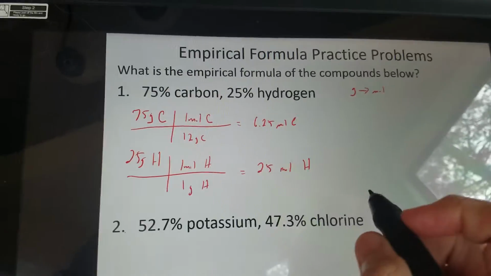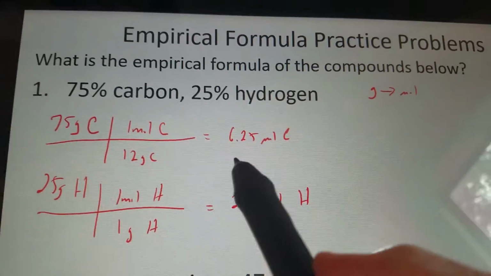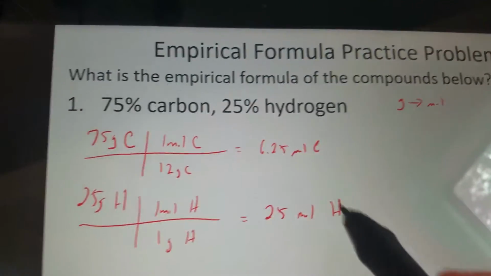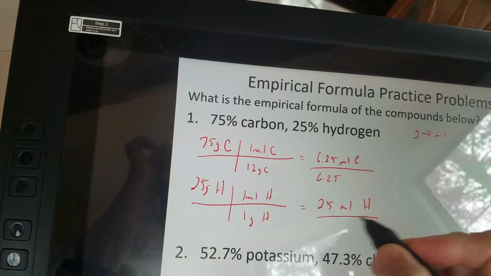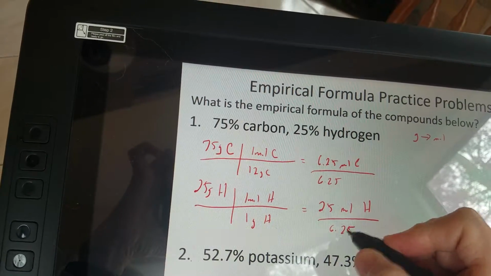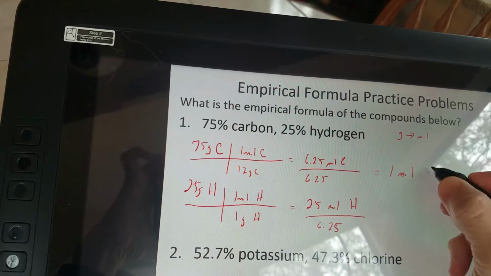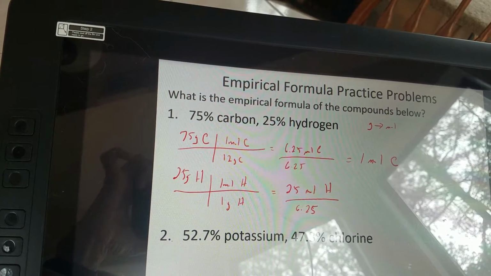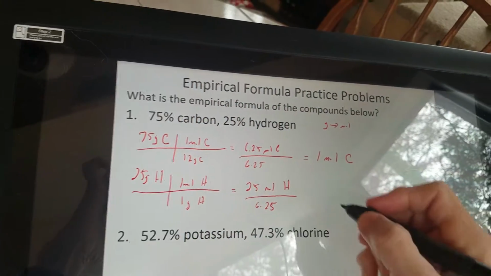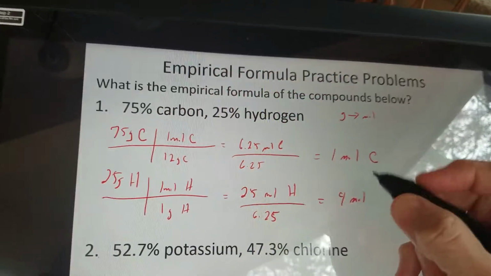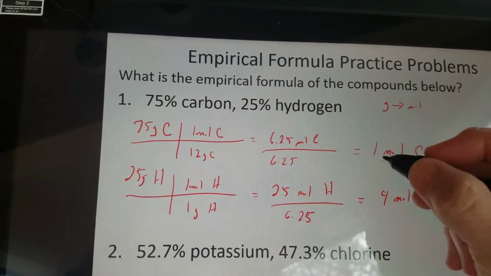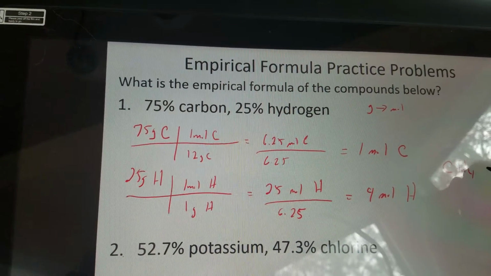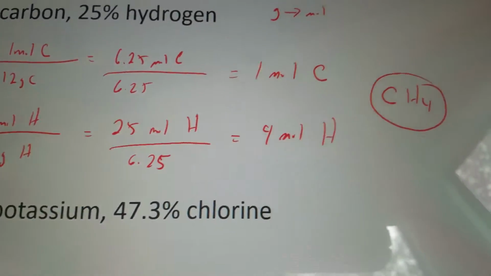Now, since we want the lowest whole number ratio, then what you want to do on these is take the lowest one of these mole values, so in this case it would be the 6.25 mole value, and divide both of these by 6.25. That's going to ensure us that one of these is 1, which should be this top one. And then if we divide our 25 by the 6.25, that's going to give us, in this case, 4. Since we have whole numbers, then we can write our empirical formula assuming that 1 mole of carbon to our 4 moles of hydrogen. That would be our empirical formula.